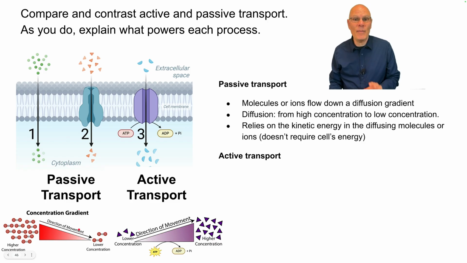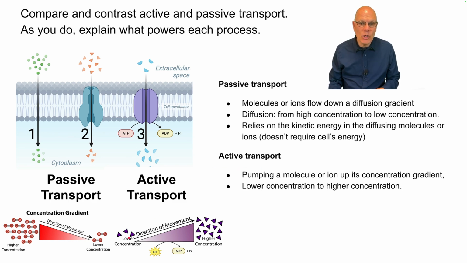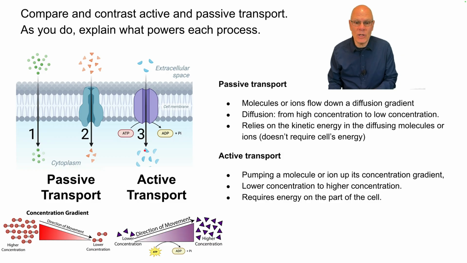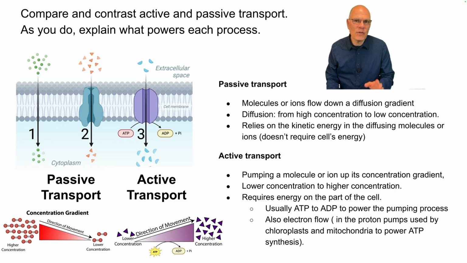That's different from active transport, where we're pumping a molecule or ion up its concentration gradient from lower concentration to higher concentration. Over here, lower concentration to higher concentration, that requires an energy expenditure on the part of the cell. Usually that's ATP that's being converted into ADP and phosphate to power the pumping process, but also the flow of electrons can power the pumping of protons, and that's important in the creation of ATP itself.